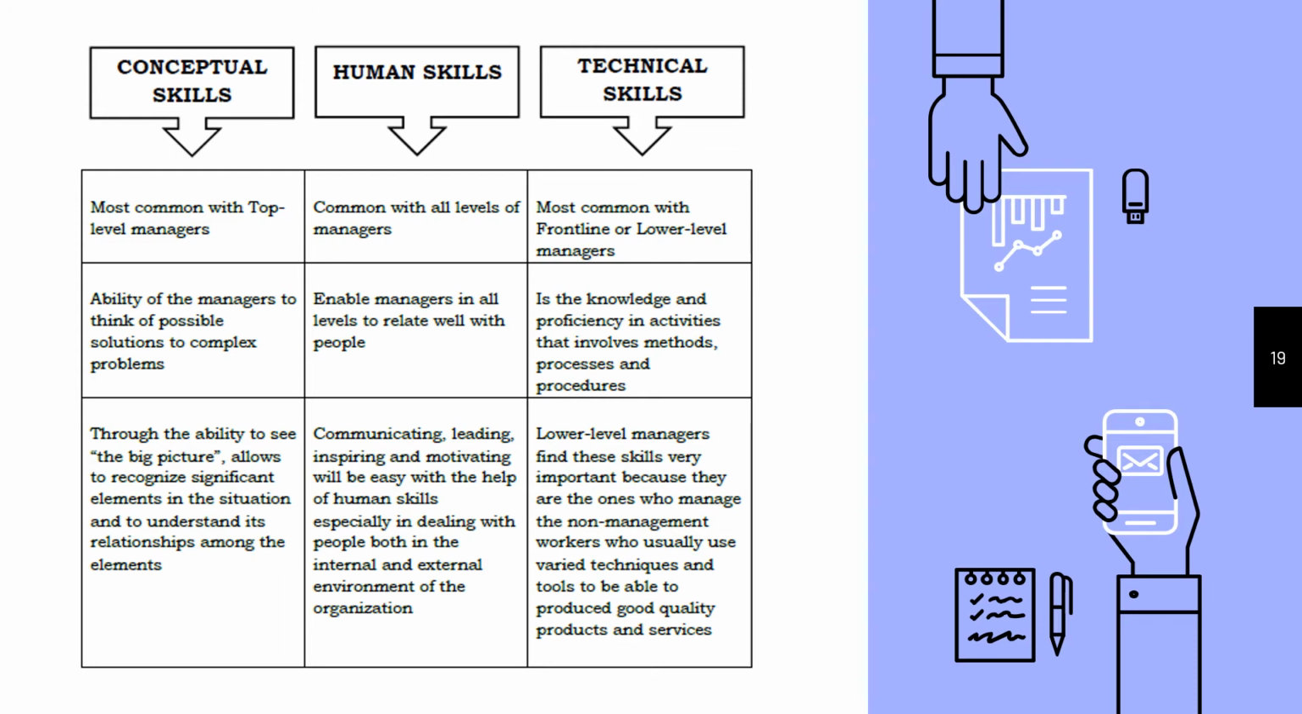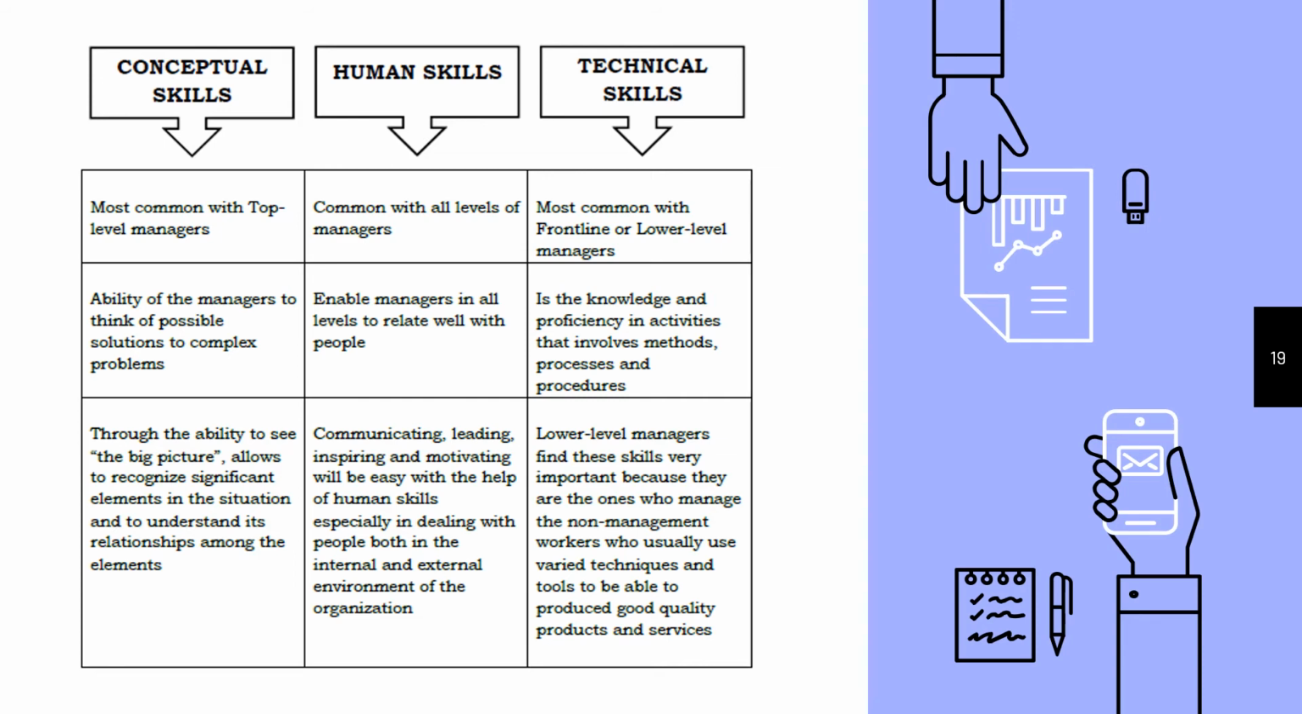So for conceptual skills, this is most common with top level managers. Ability of the managers to think of possible solutions to complex problems. Through the ability to see the big picture allows to recognize significant elements in the situation and to understand its relationships among the elements. For human skills, it is common with all levels of managers.